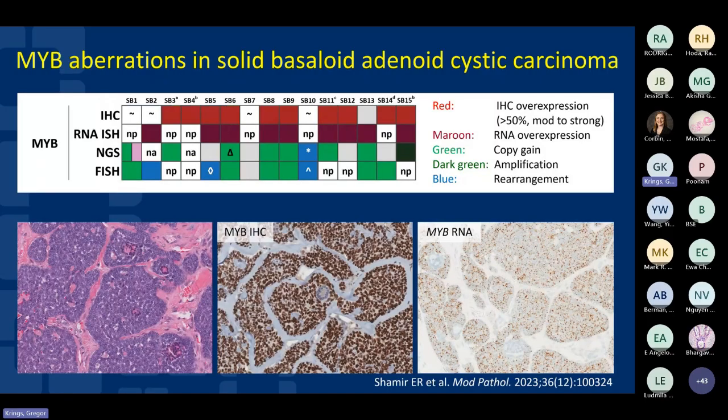This is a study we did a couple of years ago, a series of solid basaloid adenoid cystic carcinomas, where we looked at MYB expression by either immunohistochemistry or RNA in situ hybridization and compared that to MYB rearrangements detected by either NGS and/or FISH. And you can see here in the red and maroon boxes, in all of the tumors with a signal that can be evaluated, all of the tumors did show overexpression by either IHC or RNA in situ hybridization for MYB, and this correlated with the green and blue boxes, which is MYB copy gain, amplification, or rearrangements by genetic methods.